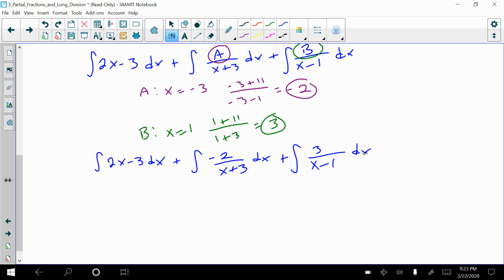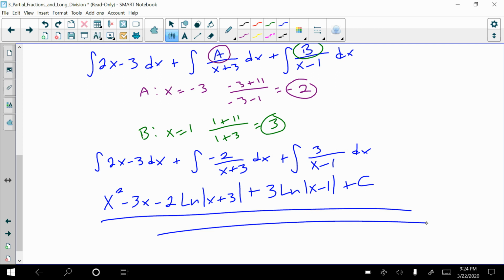So the 2x minus 3, when I take the antiderivative there, I'm going to wind up with x squared minus 3x. The antiderivative of the first fraction will give me negative 2 times the natural log of x plus 3. And the second fraction will give me a similar expression, 3 times the natural log of the x minus 1 denominator. And because we're doing an indefinite integral, we add a C at the end.